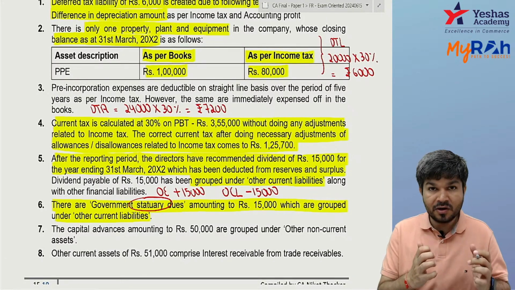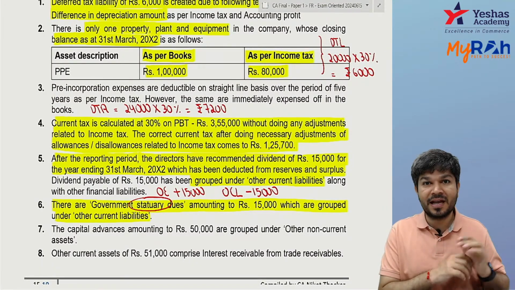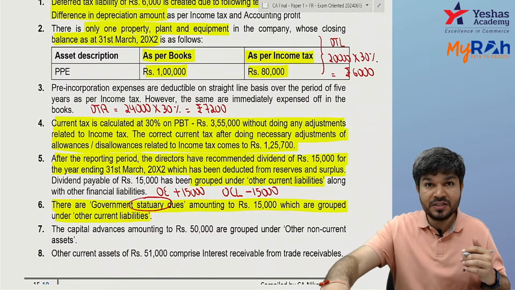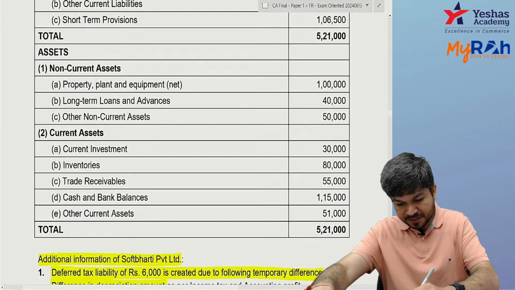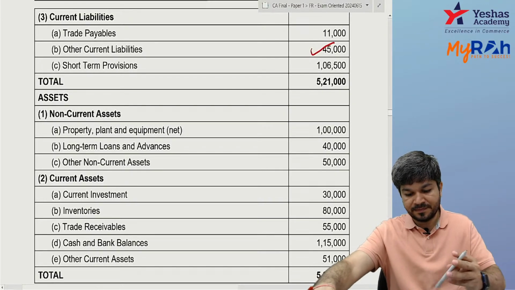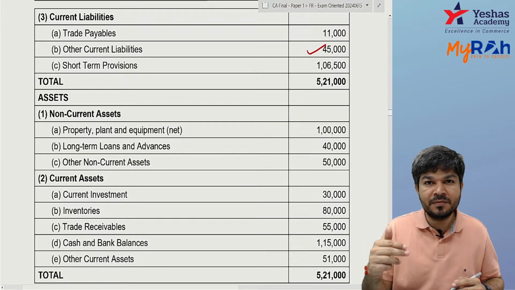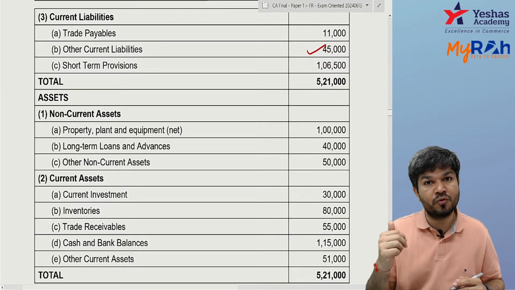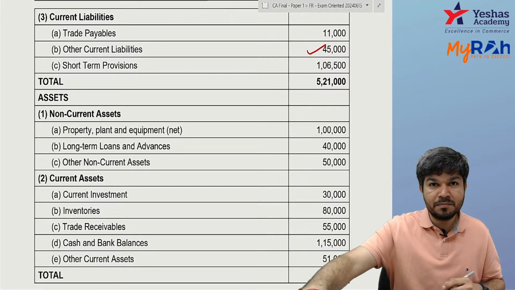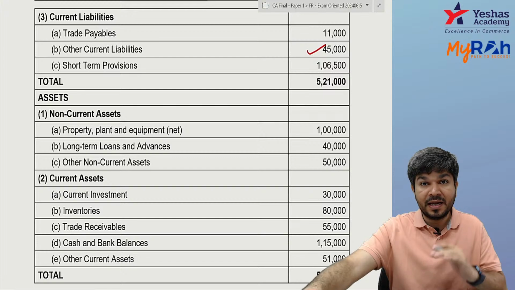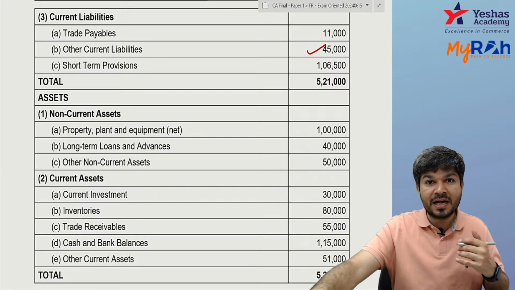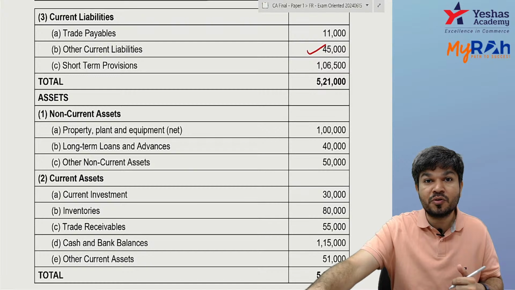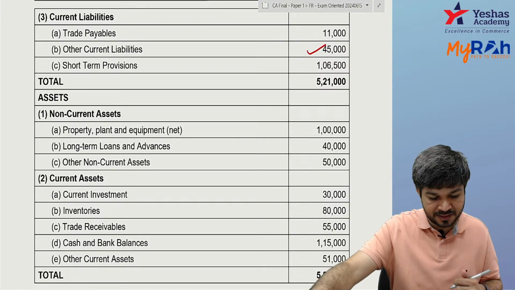Acha, as it's a legal obligation, it will come under other current liability only. Now go and check other current liability. Other current liability is 45. Out of that, 15,000 dividend payable wrongly, so that gets removed. 15,000 payable to government, correct. And the remaining 15,000, I assume it's a contractual obligation to pay cash. That should come under other financial liability.